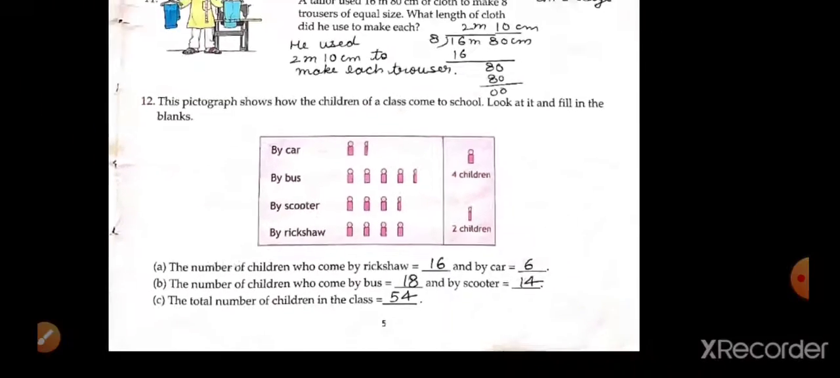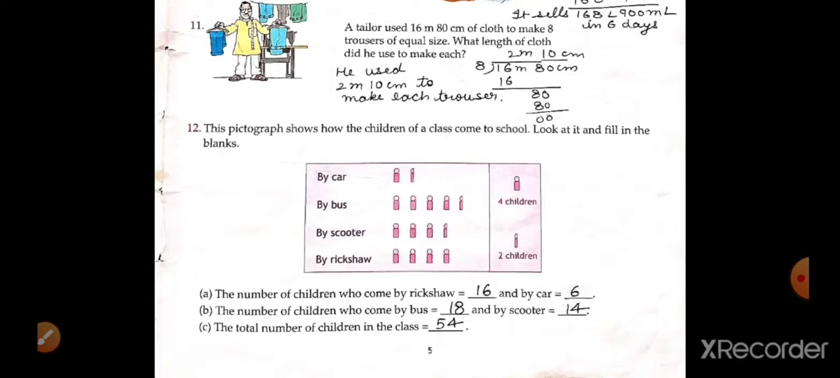Okay. So this is your unit first. In next video I will start unit 2. So do all the above properly.